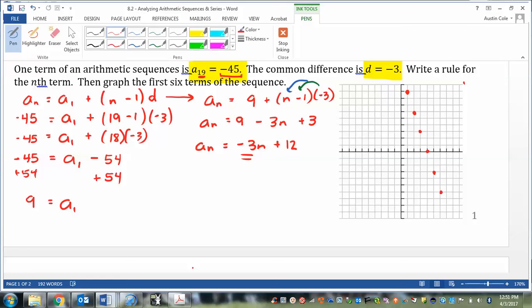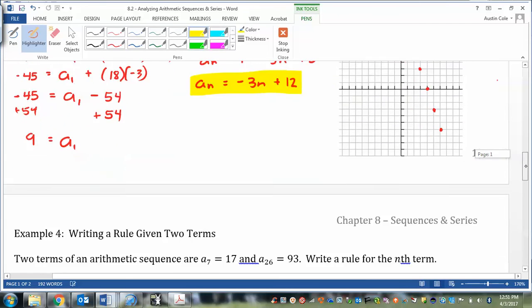Because watch this. If I connect this with a line, that means all of the points between, let's just say in this example, 4 and 5 are in my sequence. Is 4.5 in my domain? No, it just goes from 4 to 5, okay? So when it's a sequence like this, we don't want to connect them. We're just plotting those whole numbers. Questions about that? Okay?